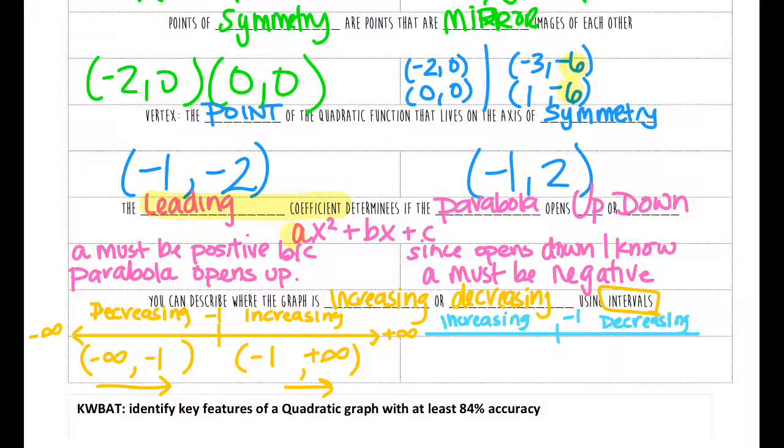I also know that if it goes on forever to the right, that positive infinity is on that side. And if it goes to the left forever, that's negative infinity. And then I write my intervals. I know that I'm increasing from negative infinity until -1. And I know that we're decreasing from -1 until positive infinity. So that means between these x values, my graph is going up. And between these x values, my graph is going down.